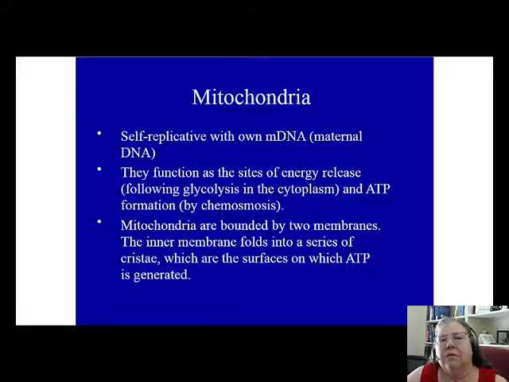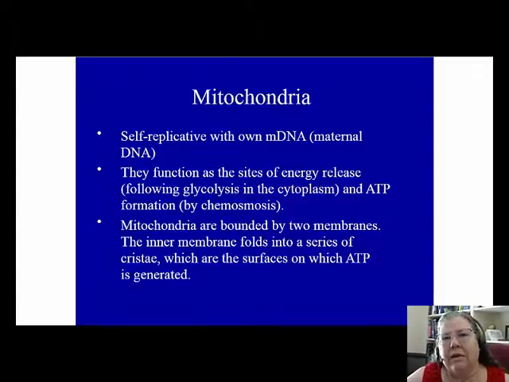Moving on to our next type of organelle, the mitochondria. So the mitochondria are extremely important organelles. They contain their own DNA, and they replicate themselves using this mDNA or maternal DNA. So when you hear about a study that talks about Eve, that talks about tracing populations back to a single maternal ancestor, the way we do that is through using maternal DNA or mitochondrial DNA.